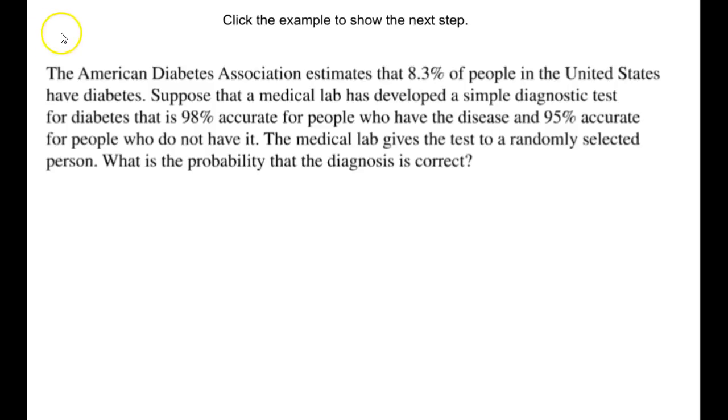So here's our next example. The American Diabetes Association estimates that 8.3% of people in the United States have diabetes. Suppose that a medical lab has developed a simple diagnostic test for diabetes that's 98% accurate for people who have the disease and 95% accurate for people who do not. The medical lab gives the test to a randomly selected person. What's the probability that the diagnosis is correct?